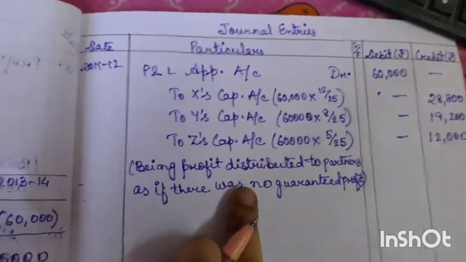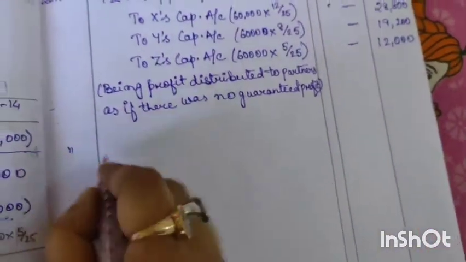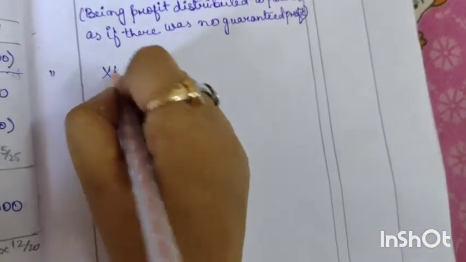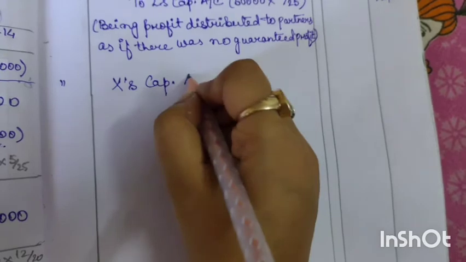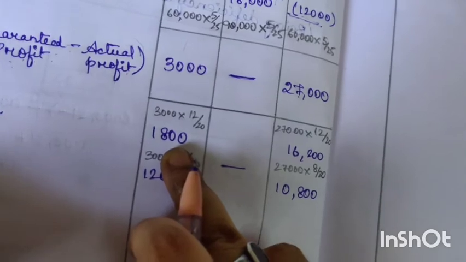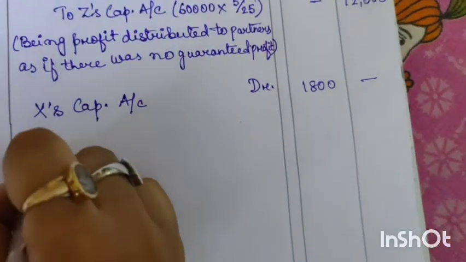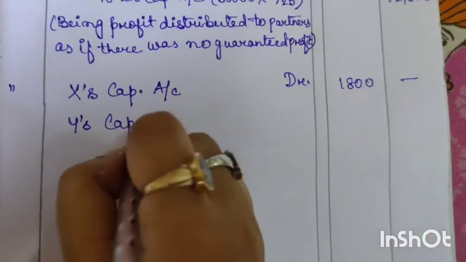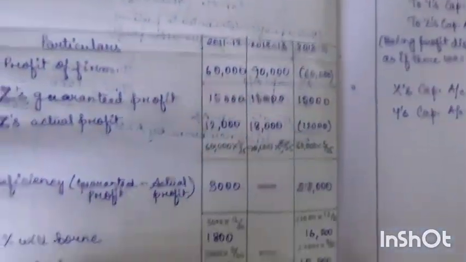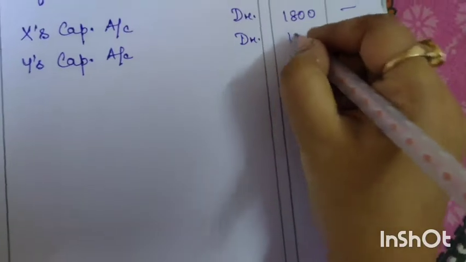Now in the first year there was a guaranteed amount, right? Means there was a deficiency. So we will write who are the guaranteeing partners, X and Y. So first we will write X capital account debited. How much deficiency is meeting? 1800. So we'll write here 1800. Y's capital account debited. Okay, now in the year 2011 to 12, how much is he going to give to C? 1200. So we'll write here 1200.